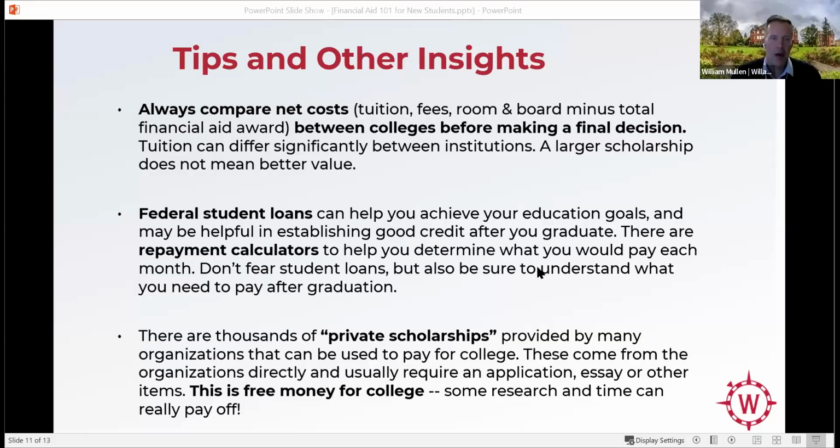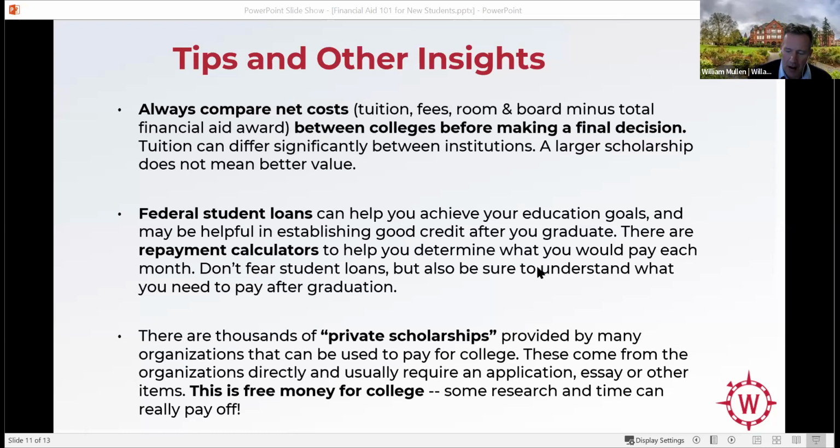So I'm going to go over a couple of things here that are just some tips. Again, I said always compare net costs. So the costs are different between different institutions, and sometimes they can be profound. Financial aid can be different as well. If you're getting a larger scholarship from another institution, it may not mean that it's better value, that you're getting a better financial aid package. It might mean that you still owe more than another institution.